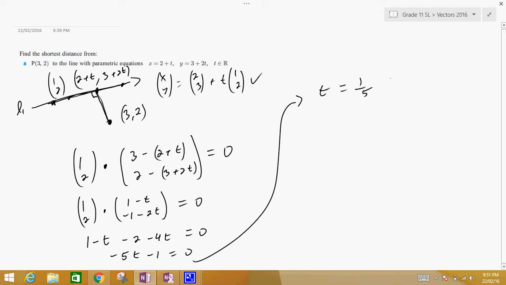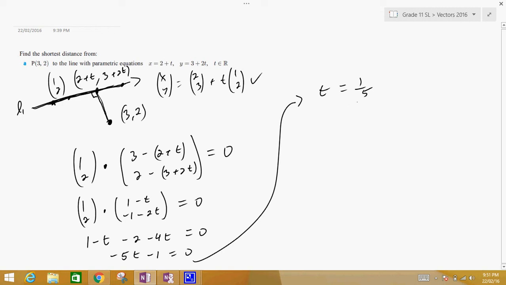So sometimes the question will be how long before, let's say a boat, if this was a boat, would be at the closest distance to the port, which is at 3, 2, and the time would be 1 over 5. But this is asking for the shortest distance, so we'll continue on.